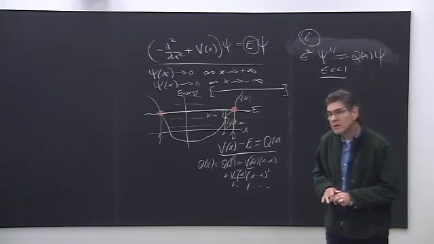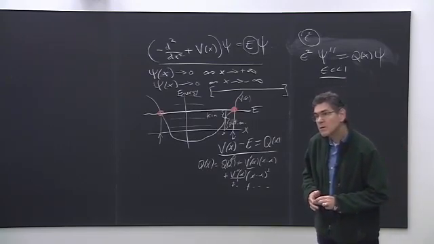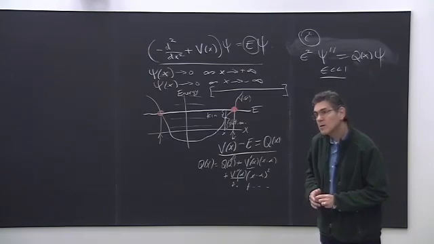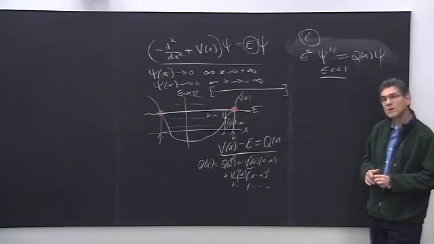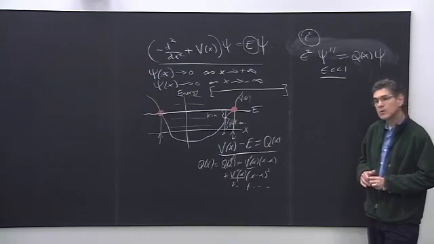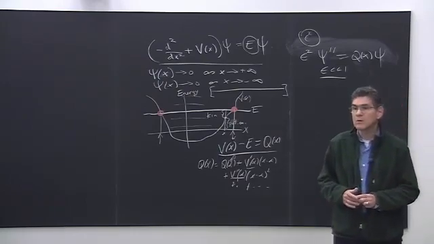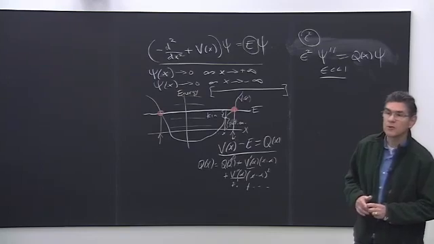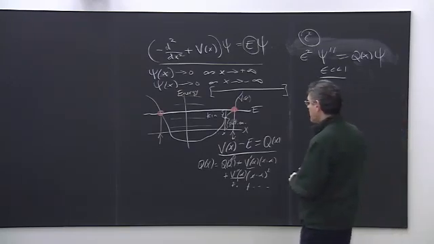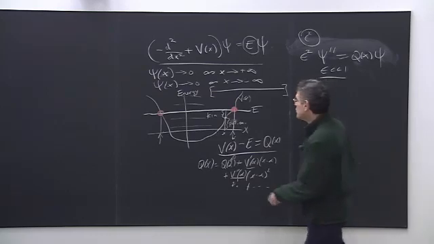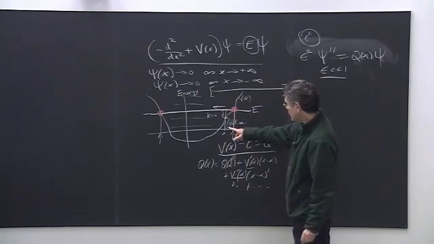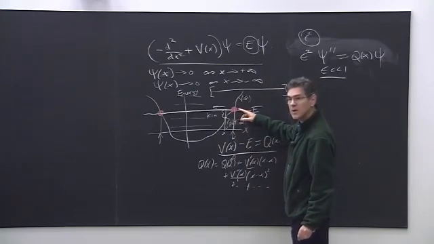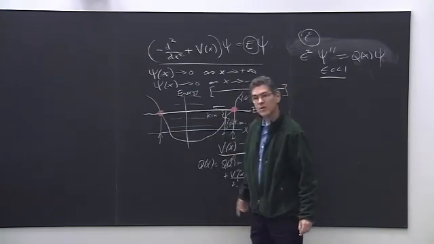Because we know that the force at this point is the derivative of the potential. No, it's the derivative of the potential. The force is not zero. The force will be this way. The force will be negative because the derivative of the potential here is positive, and the force will push you back toward the center of the well.